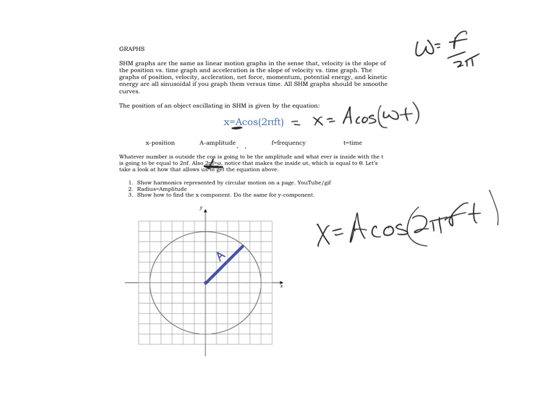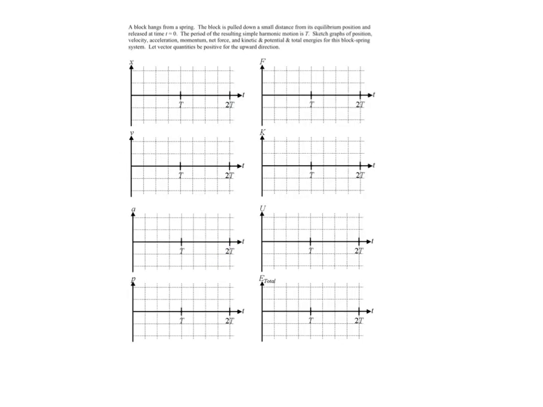Now, let's look at this part. We're going to look at a block hanging from a spring. We're going to pull it down and set it into simple harmonic motion. What does the graph look like? First of all, we're pulling the block down a small distance to begin with, which means that x is going to start down here.